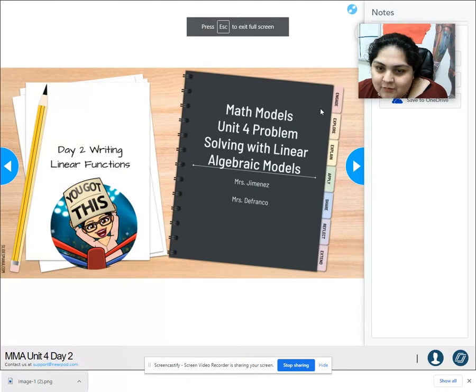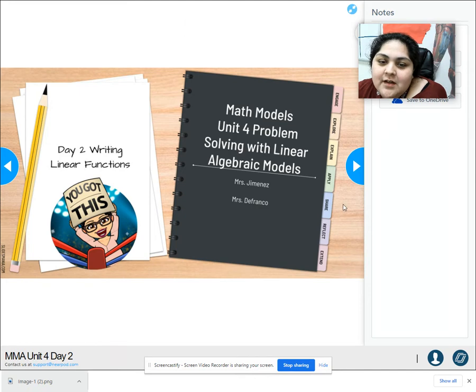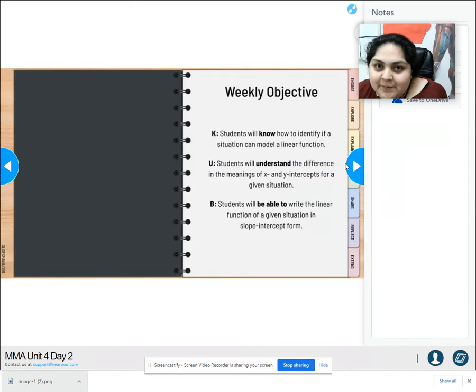Right, let's go here. Okay, we're on day 2. We're going to be writing linear functions. We're still in unit 4. All right, the weekly objective: students will know how to identify if a situation can model a linear function. Check, we did that last time.